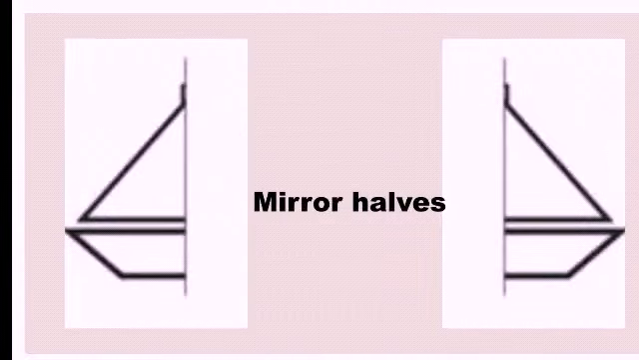This is the mirror half. Mirror half means if we keep an object in front of a mirror, what image we will get. The half side of the object we will get in the mirror. This is the mirror half, and this way you can get the mirror half of different objects.